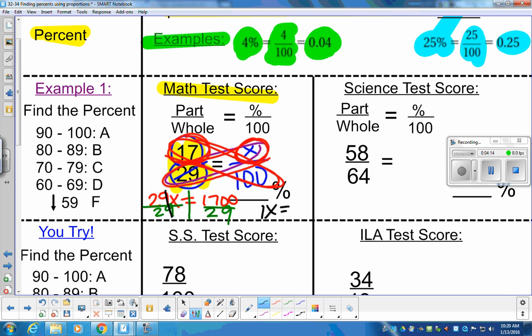Now for today's work, I want you to round to the nearest whole percent. You don't have to worry about those decimals at all in today's work. So we have 1,700 divided by 29, and I end up getting 58.6 on my calculator. Sorry about my work here, it's a little sloppy. 58.6%. So for today's work, I'd like you to round that to the nearest percentage, 59%. So if you score 59% on your math test, you actually got an F.